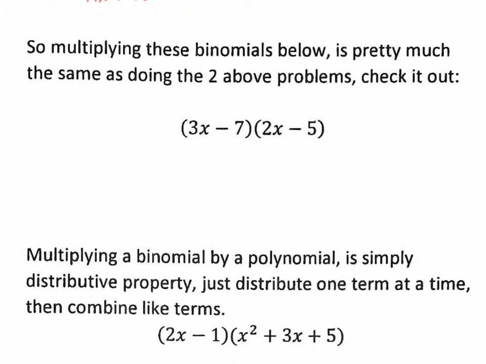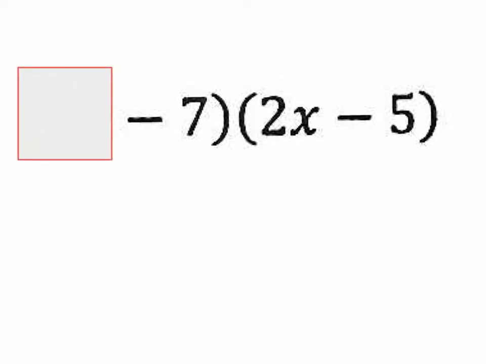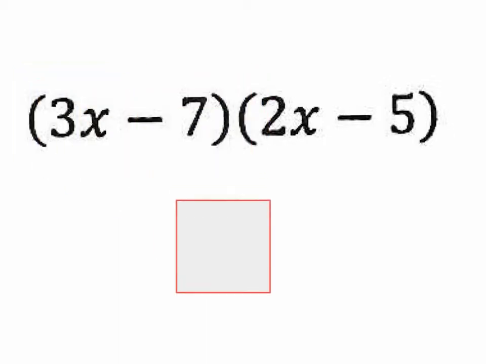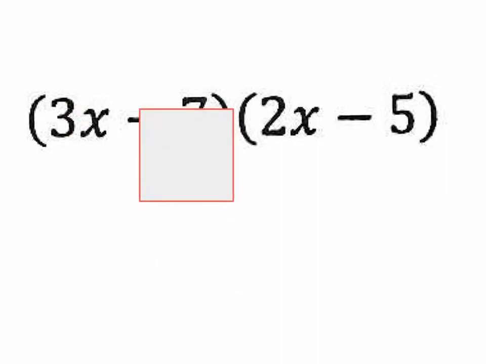So multiplying these binomials below, a binomial here, a binomial there, is pretty much the same as doing the two problems above. Check it out. Now normally, we're just used to seeing that. Oh, I'm going to distribute negative 7 times 2x and negative 7 times negative 5. We just did that above. And that's exactly what we're going to do. Since there's two terms, we're going to simply cover one up and distribute one at a time.